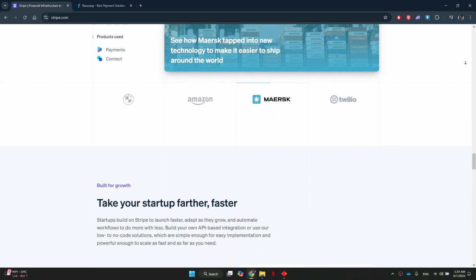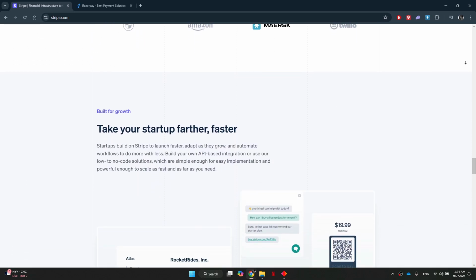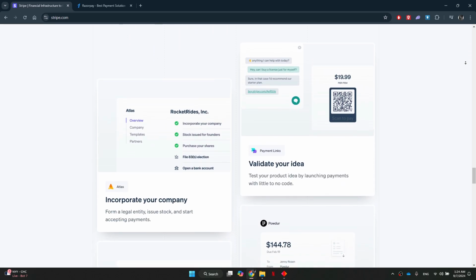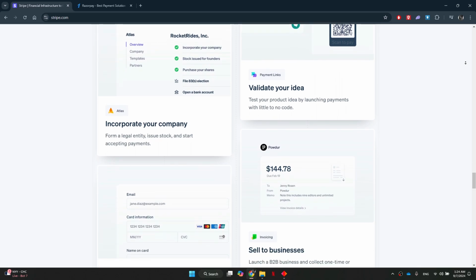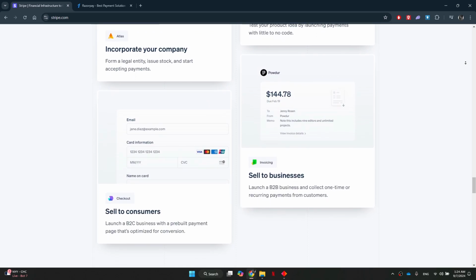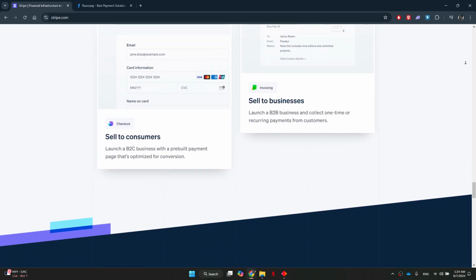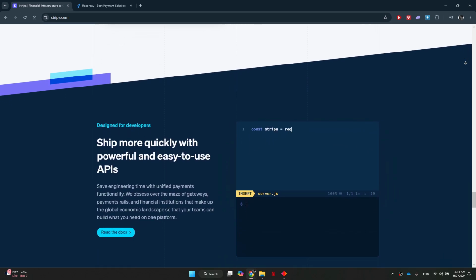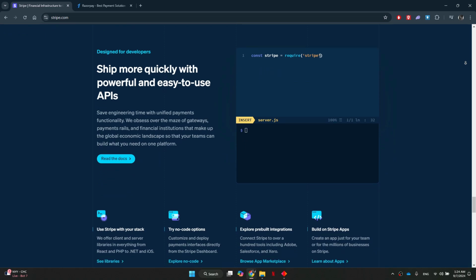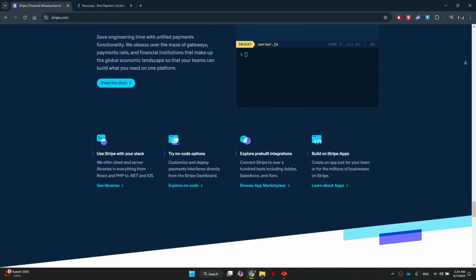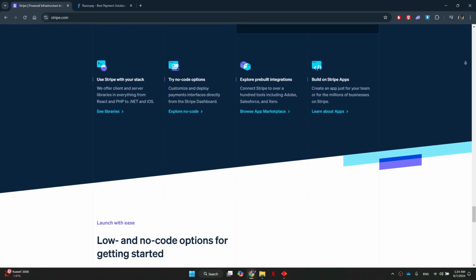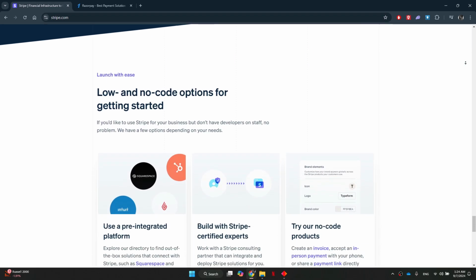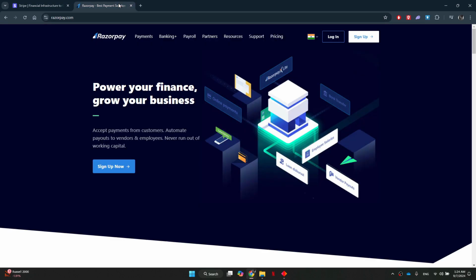The pricing is transparent, typically around 2.9% plus 30 cents per successful charge, and there are no setup or monthly fees, making it suitable for startups and growing businesses. Strengths of Stripe include its flexible infrastructure, supporting businesses of all sizes from startups to enterprise-level operations. Continual updates and new features keep Stripe at the forefront of payment processing technology. Its excellent developer tools and APIs empower businesses to tailor payment solutions to their specific needs.